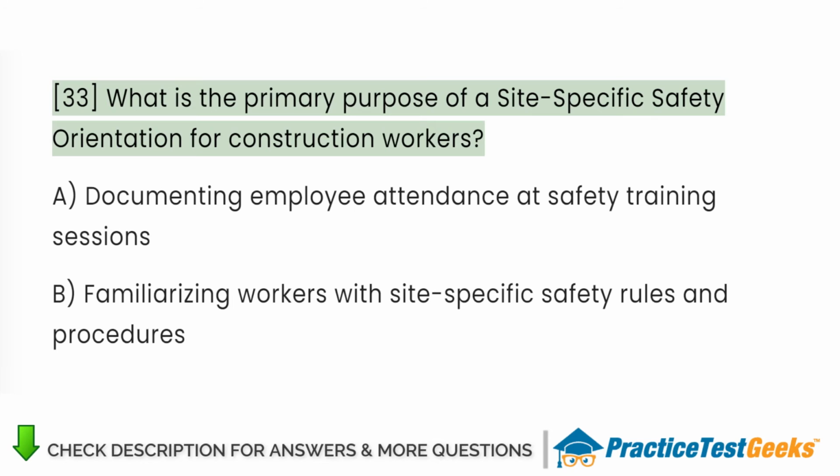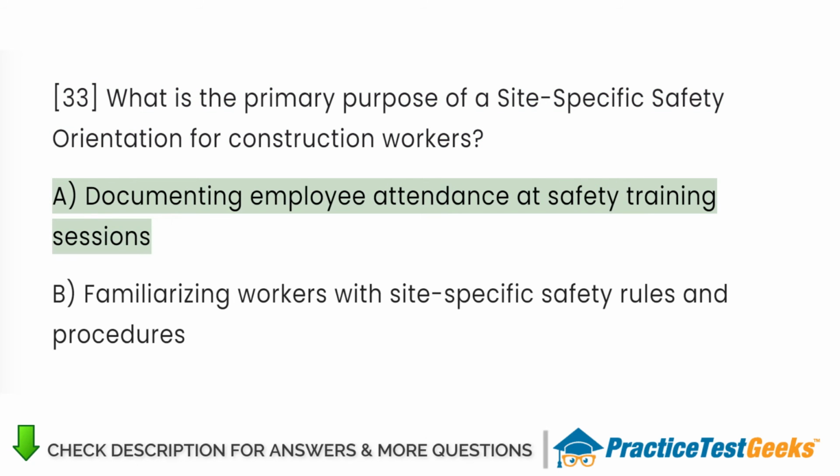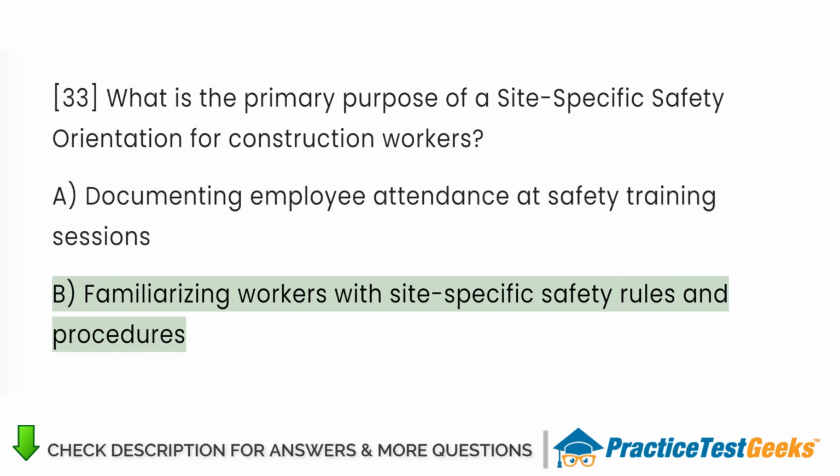What is the primary purpose of a site-specific safety orientation for construction workers? A. Documenting employee attendance at safety training sessions. B. Familiarizing workers with site-specific safety rules and procedures.